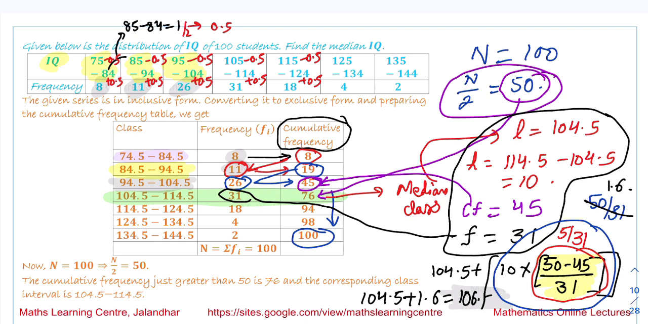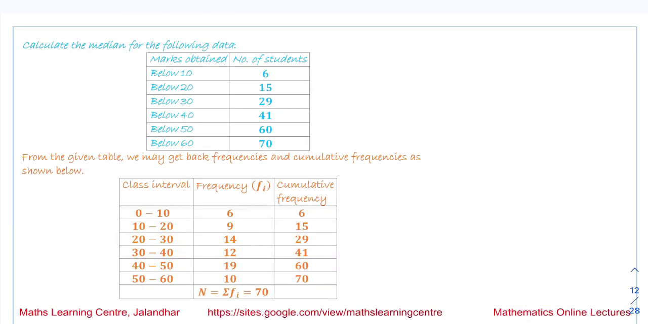Now the next question we have is: calculate the median for the following data. The data is given in this form, marks below 10, then marks below 20. So these are basically the cumulative frequencies that are given to us. When we are talking about marks below 10, it means we are talking about marks from 0 to 10. Marks below 20 means 0 to 20. Then it is 0 to 30.